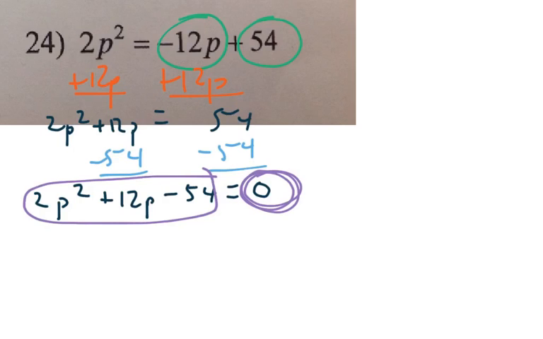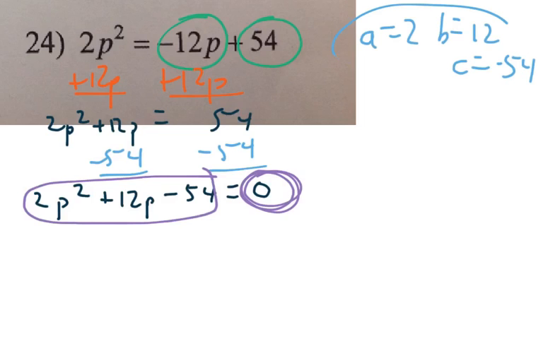So hopefully everyone agrees now that we know our A is 2. Let me start over here. So we agree our A equals 2, our B is 12, and our C is negative 54, right? Everyone hopefully agrees with the A, B, and C terms there.